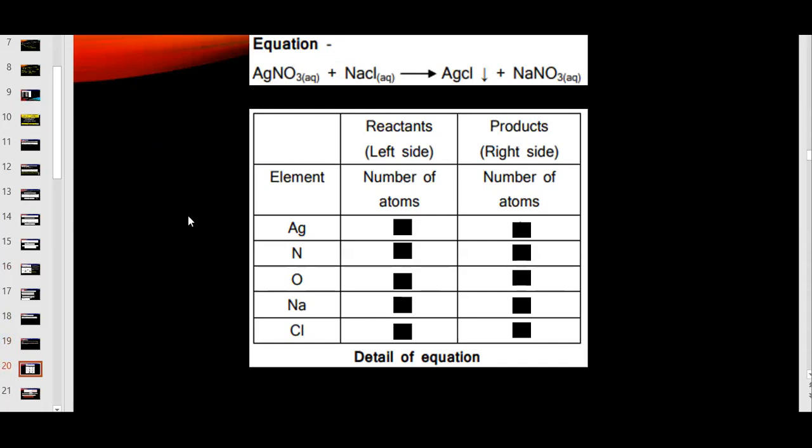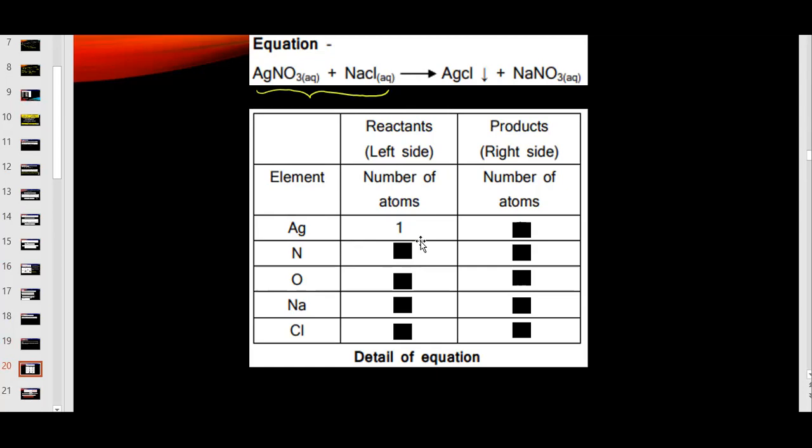Here is one example equation. AgNO3, which is an aqueous solution, plus NaCl, aqueous solution. Just now we did this experiment: AgCl, which is in precipitate form, plus we get NaNO3, which is in aqueous solution. Now, if you see this reaction, here in this table, the reactants are on the left side. Number of atoms: Ag on the left side, how many Ag atoms are there? You can see the Ag atom is only one.